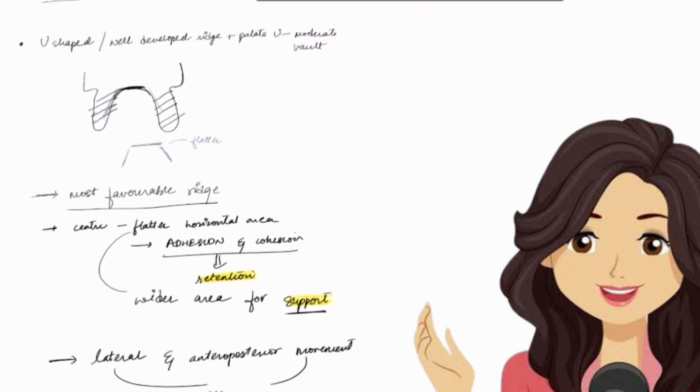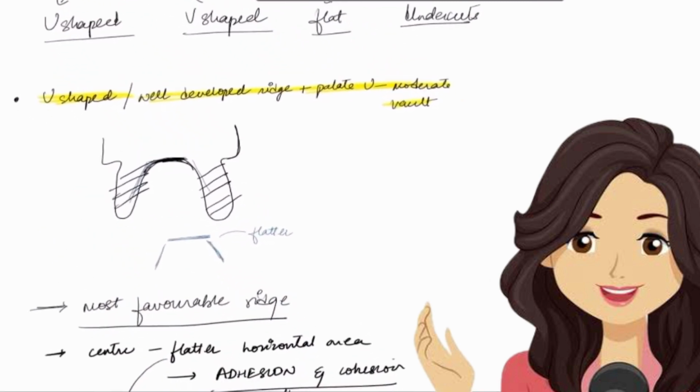That is why we call this a U-shaped ridge, or rather a U-shaped palate with a well-developed ridge. It is considered to be one of the most favorable kinds of residual alveolar ridge anatomy and morphology that we see.